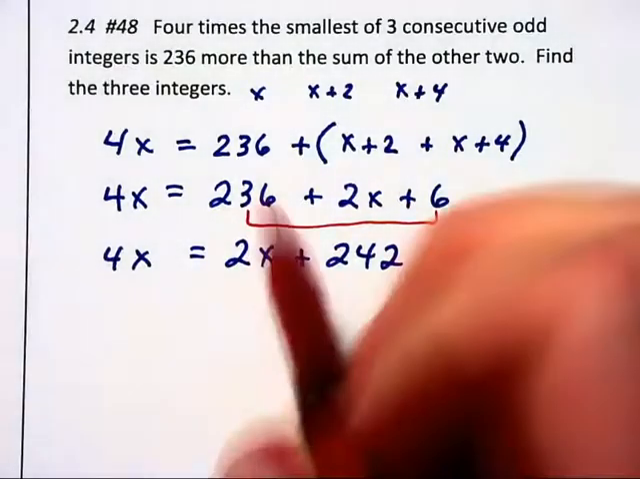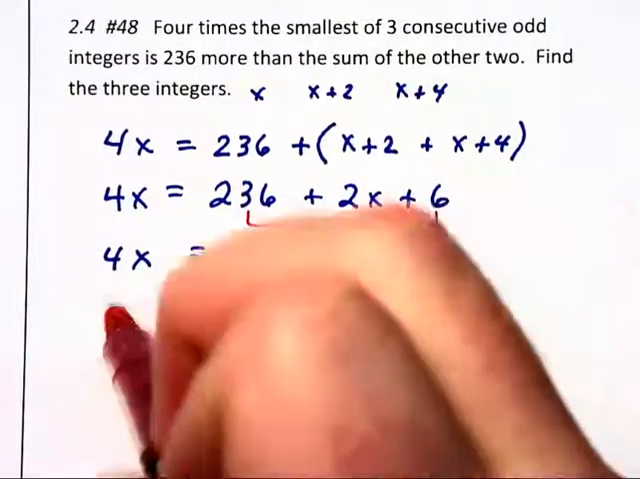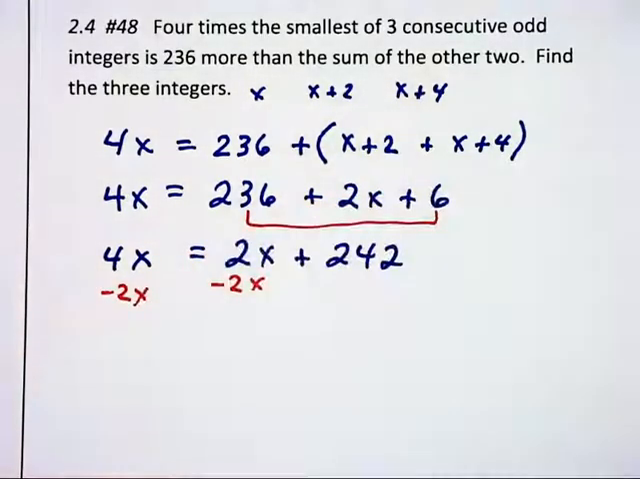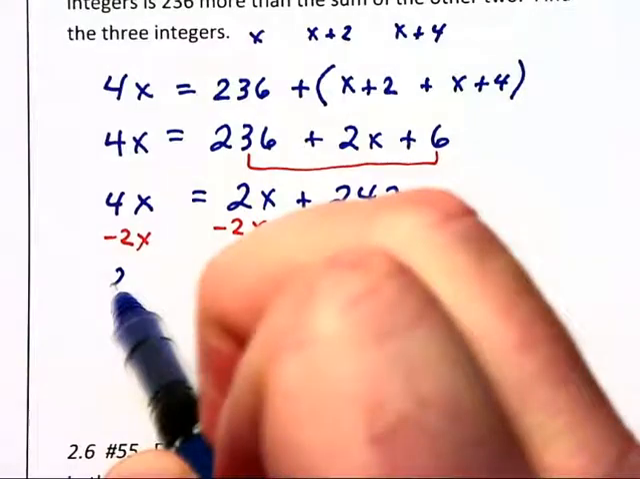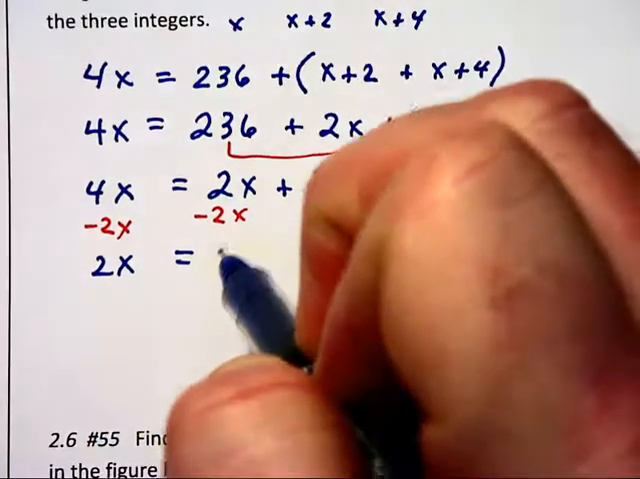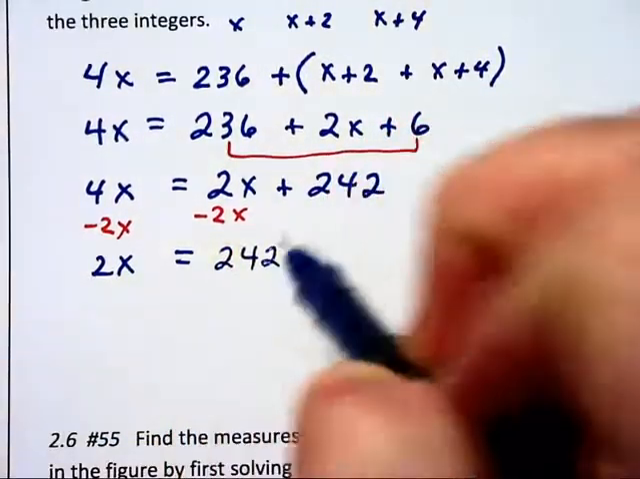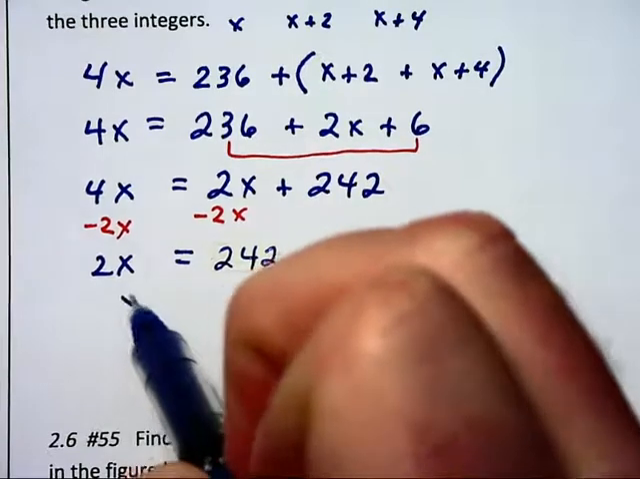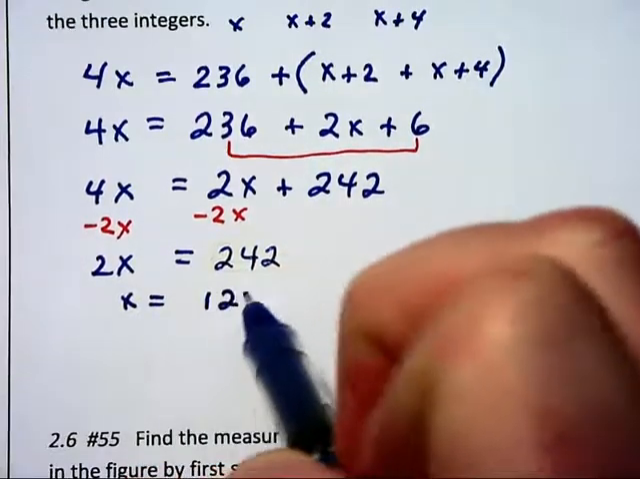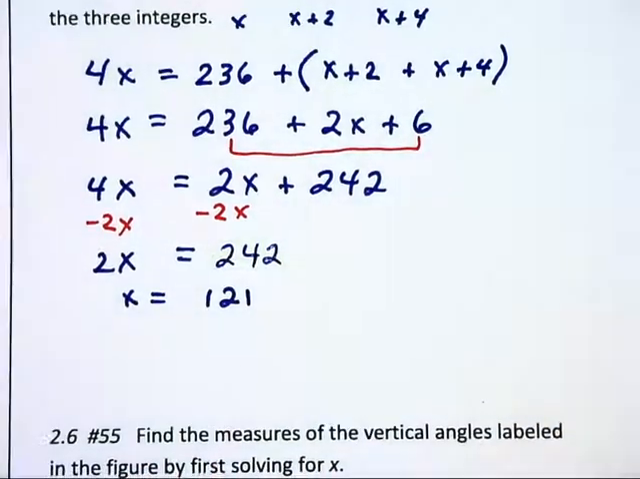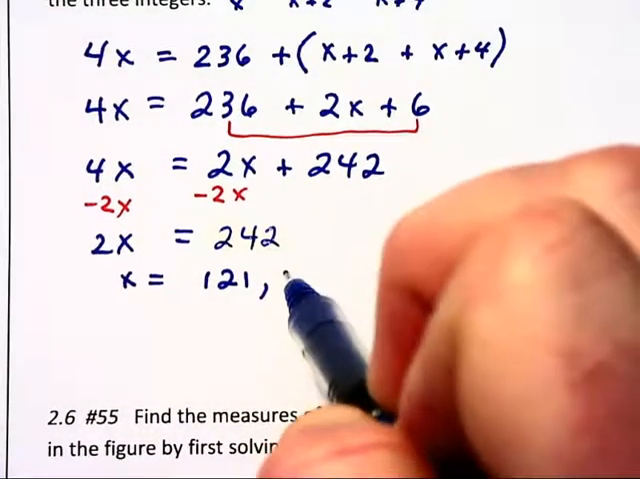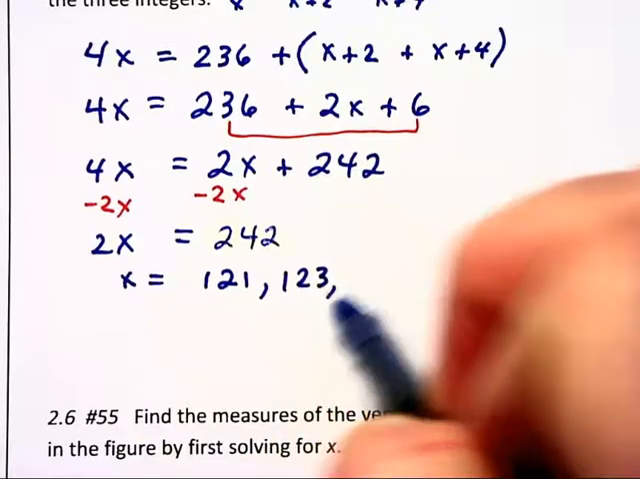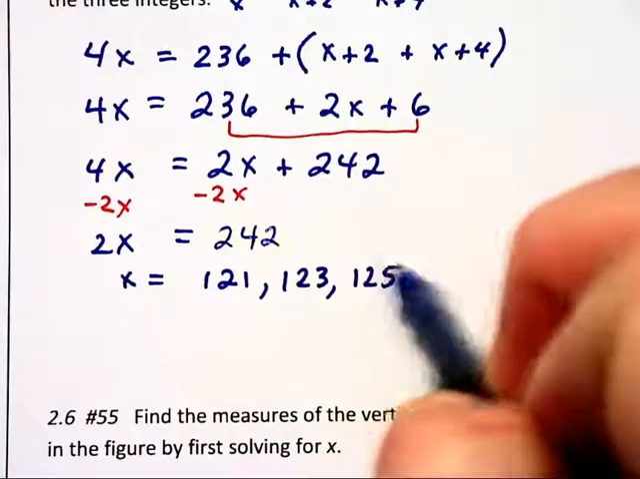I'm going to subtract 2x on each side and slide my paper up for you. And we will have 2x now equals 242. And then dividing each side by 2 gives us 121. And so our 3 consecutive integers are going to be 121, 123, and 125.